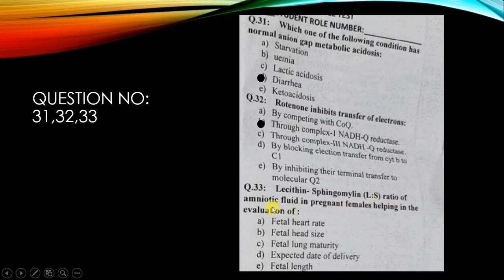Lecithin sphingomyelin ratio of amniotic fluid in pregnant females helps in evaluation of fetal heart rate, fetal head size, fetal lung maturity, expected date of delivery, fetal length. So the lecithin sphingomyelin ratio in the amniotic fluid is a measure of fetal lung maturity.